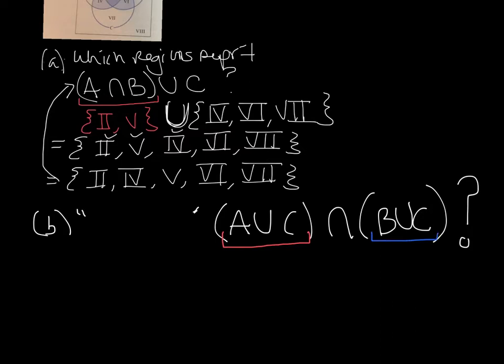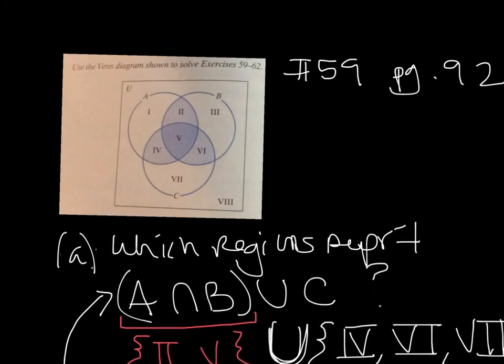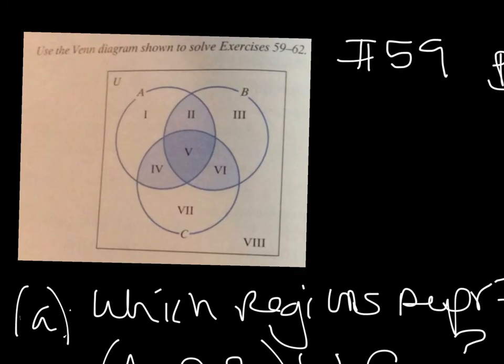Maybe I'll make that a different color, and then let's find the union of that. So A union C, if we look at our diagram above, okay, here's A, right?